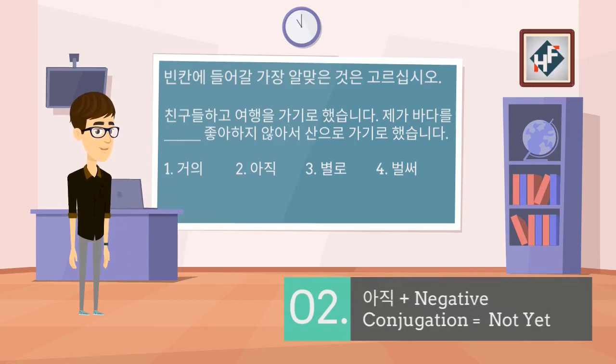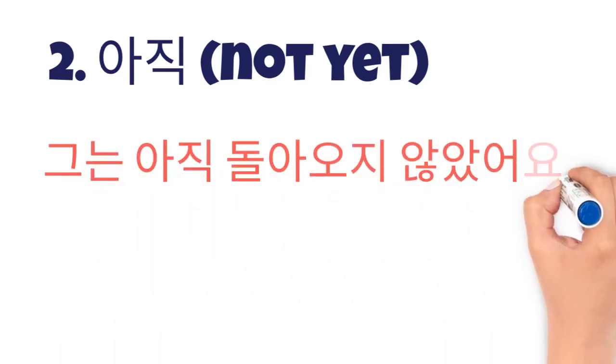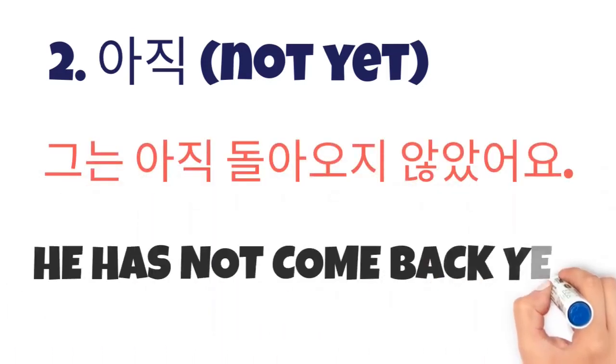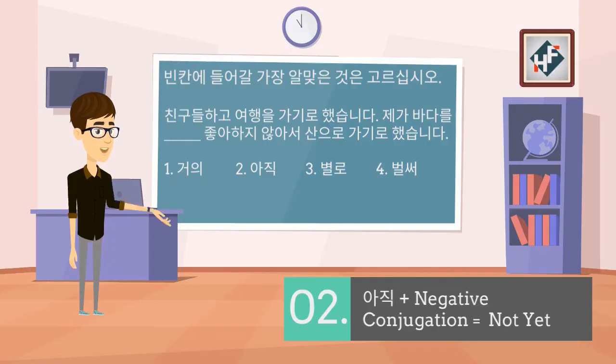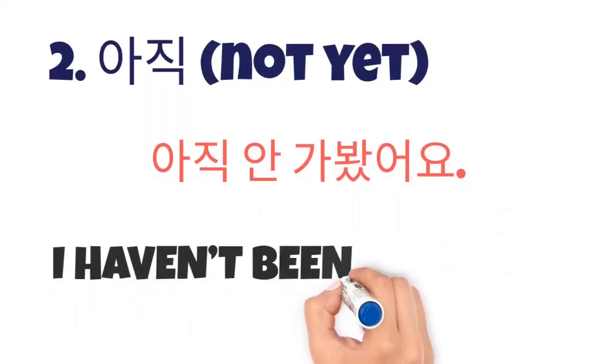So for example guys, 그는 아직 돌아오지 않았어요. He has not come back yet. Okay? So ginamit siya before a negative verb conjugation. So nagiging not yet na yung meaning. Another example is 아직 안 가봤어요. I haven't been there yet.